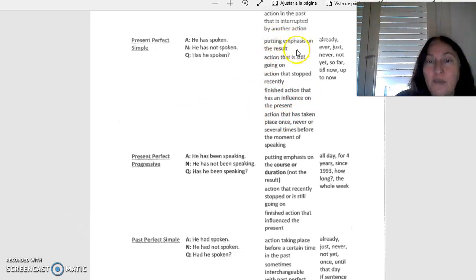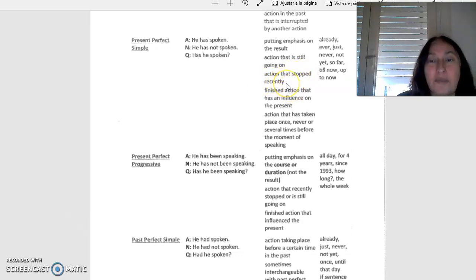Well, here it says putting emphasis on the result. Okay, what counts is the result. That's why it is so closely connected to the present. It is sometimes an action that is still going on. When I say, "I have lived in Mar del Plata for more than 20 years," okay, it means I live here. I'm still living here.